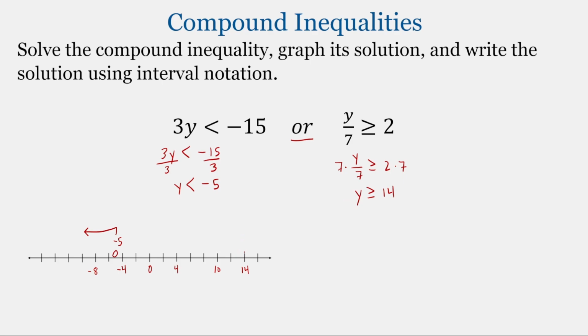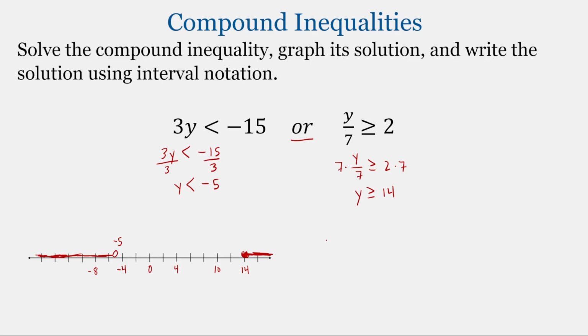And then we have y greater than or equal to 14. So that would be a closed circle at 14. It'll be all numbers greater than 14. Now, since this is or, it can be in either of these. So I'm going to go ahead and shade both of these. So we have all numbers bigger than 14 and all numbers smaller than negative 5. Now, I didn't do this on the previous graph, but I'm going to go ahead and delete these arrows here to clean up the final product.